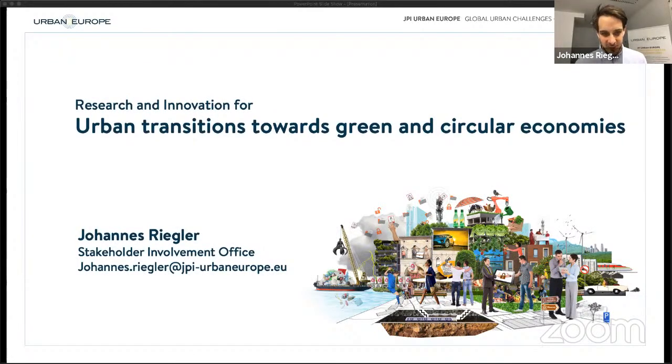So today we already heard about the role of culture for sustainability and vice versa, the potential of cultural heritage for sustainable urban development and achieving the SDGs and the UN Habitat New Urban Agenda.